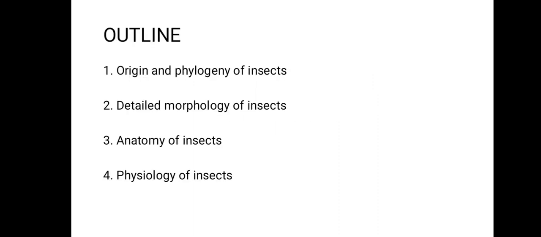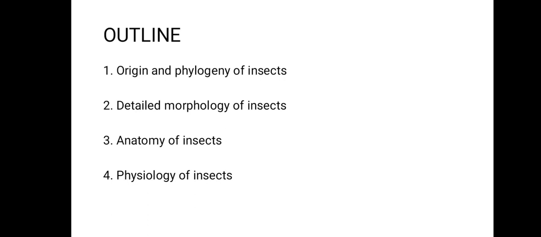And so here is the outline for PA 475. If you take a look at it, you will see that we have four major headings that we are going to look into in this course. The first one in the outline is the origin and the phylogeny of insects.